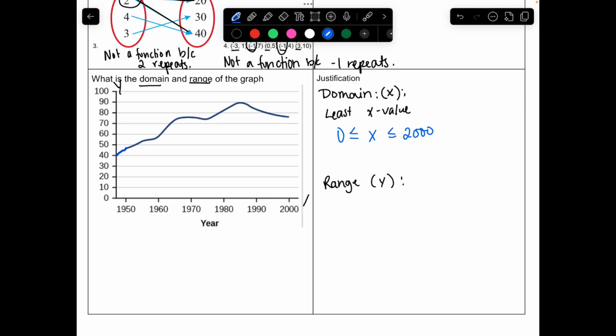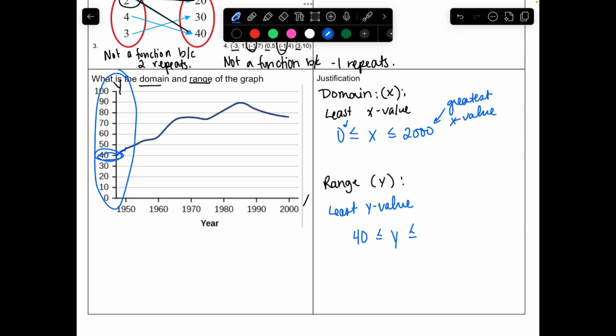Okay. Now let's look at the range. So this is least x value, greatest x value. Now range would be your least y value, which would now be at 40. This is y, it's at 40. And now it's going to be y in the middle because it's range. And your greatest y value would be at 90. Okay, so this is your domain and range for this graph. We do domain and range to describe how far apart the least domain or least range is from the highest domain or range.